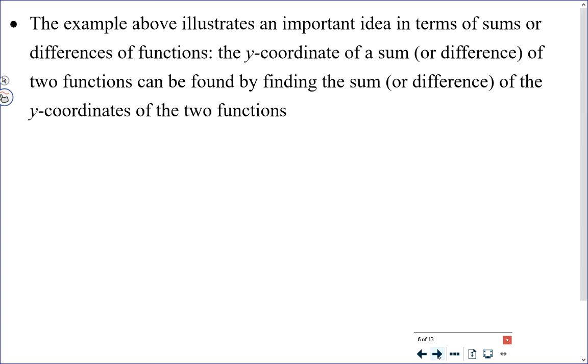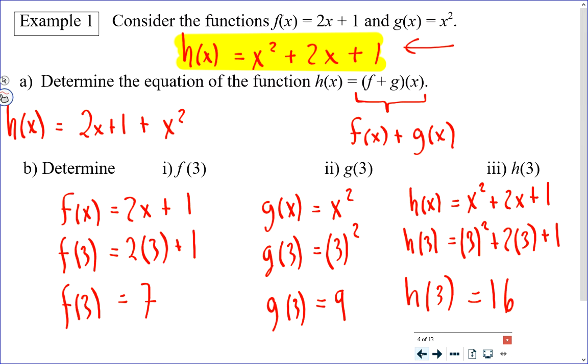The examples are illustrating something, and I hope that some of you picked up on this. If we take a look at part B of this question, f of 3 is 7, g of 3 is 9, h of 3 is 16. If you were to take 7 and add it to 9, you will get 16. And we are adding the functions together. So what this is telling us is that in order to find the y-coordinate of a function that's a sum of two other functions, you add the two y-coordinates together.